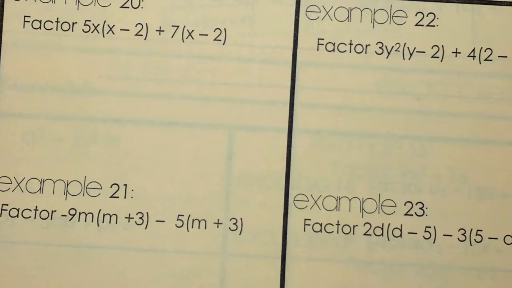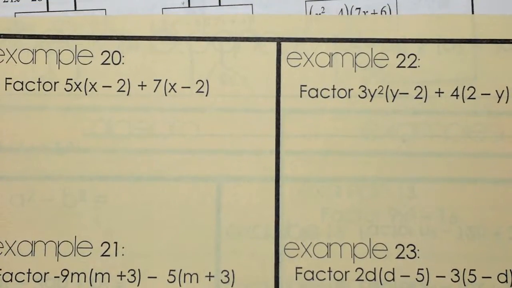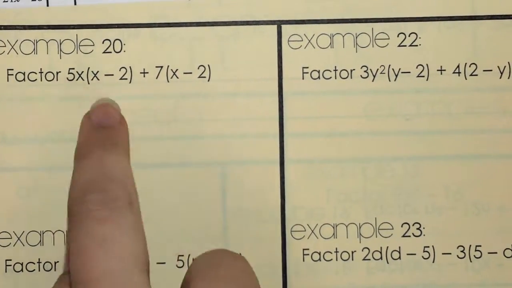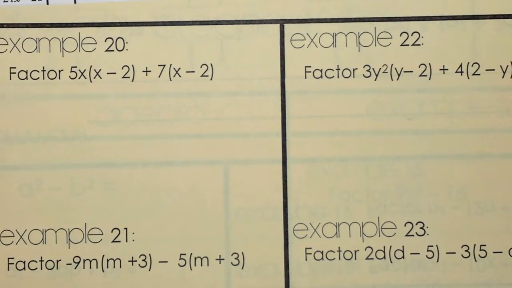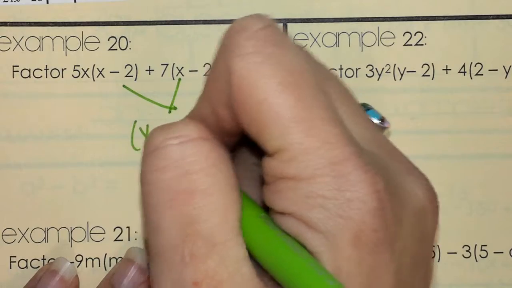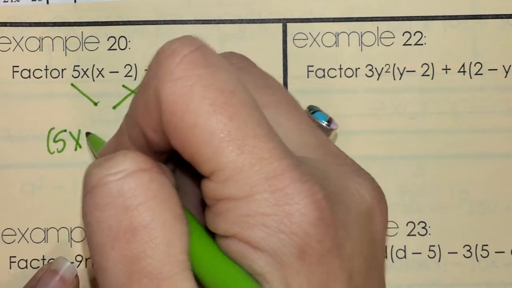I literally repeat myself like 6 times. Alright, are we ready? So the first one, is this already broken down into the 2 parts that we need? It is. So all we have to do here is bring down what they have in common, which is x minus 2, and then bring down 5x plus 7.